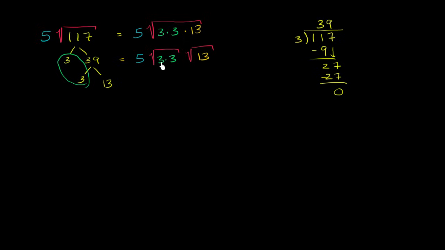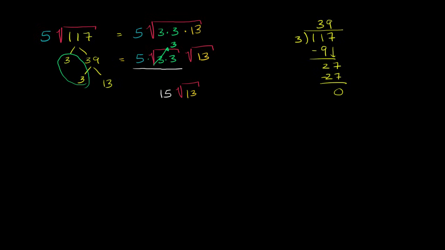Well, that's the square root of 9. That's the square root of 3 squared. That's just going to give you 3. So this is just going to simplify to 3. So this whole thing is 5 times 3 times the square root of 13. So this part right over here would give us 15 times the square root of 13. Let's do one more example here.